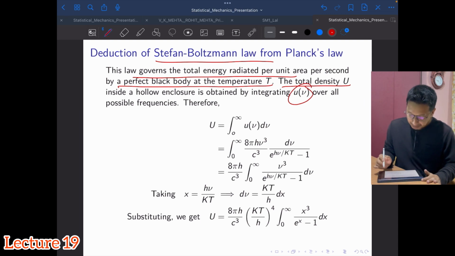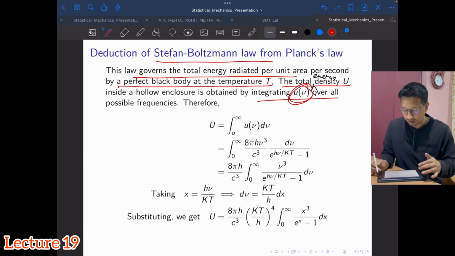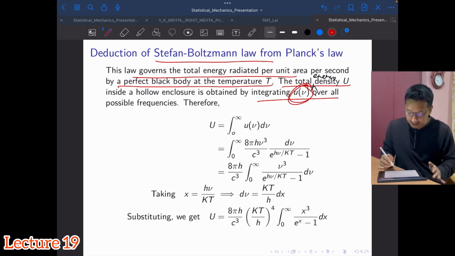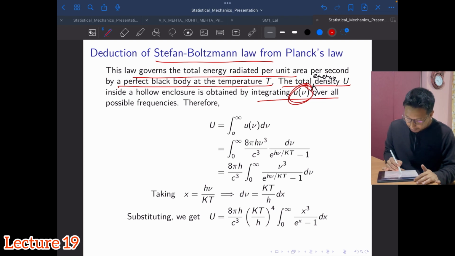So the total energy density U, capital U, inside the hollow enclosure is obtained by integrating over this energy density U of nu, which is meant only for the frequency range nu and nu plus d nu, right? So if I integrate over all frequencies, I will get the total energy density for all frequencies, which is what I will get from this expression.